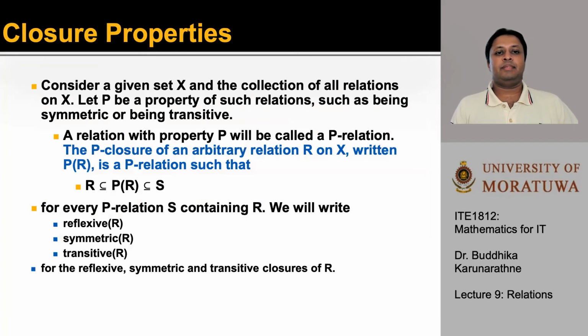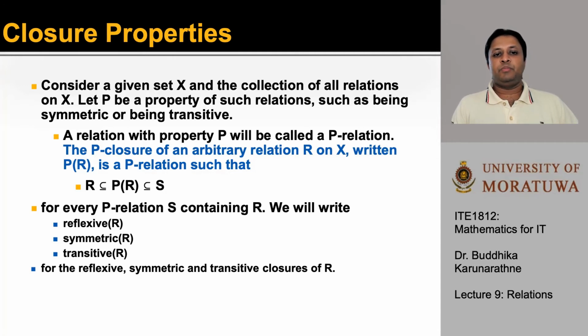Right. So we move on to the next important property, which we denote as the closure properties. So let's try to understand what is meant by closure properties. So let's consider a given set X and the collection of all relations on X. So let P be a property of such relations, such as being symmetric or being transitive. So we have so far identified several properties on such relations: symmetric, transitive, antisymmetric, and reflexive.